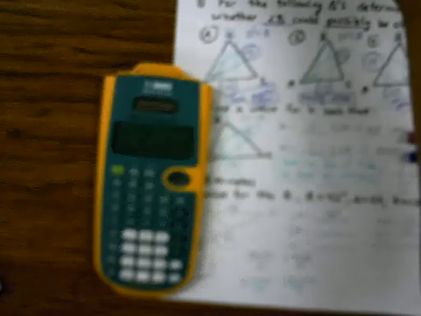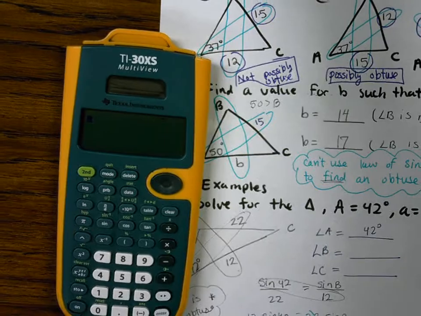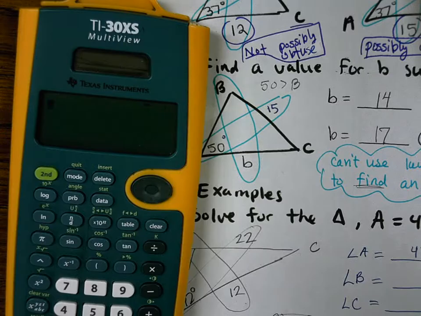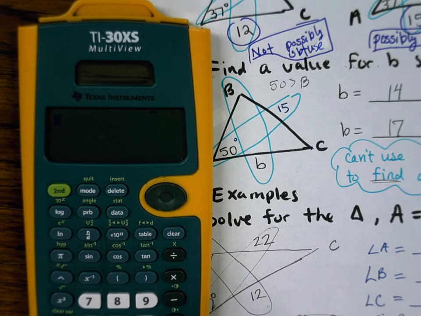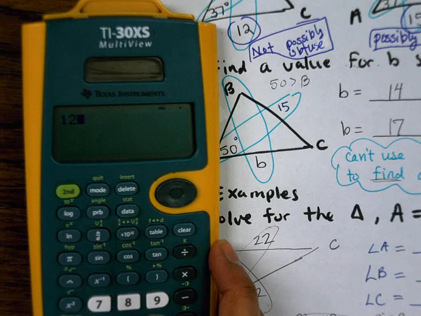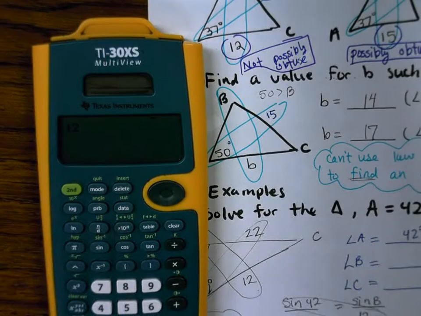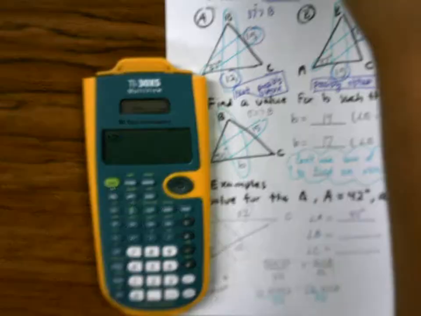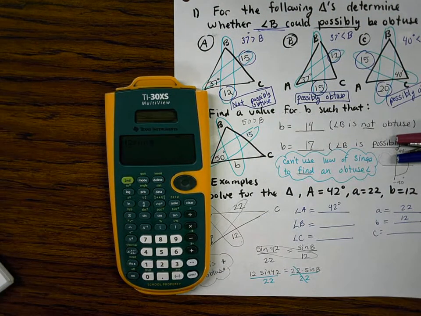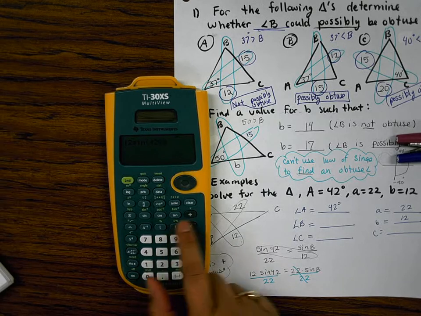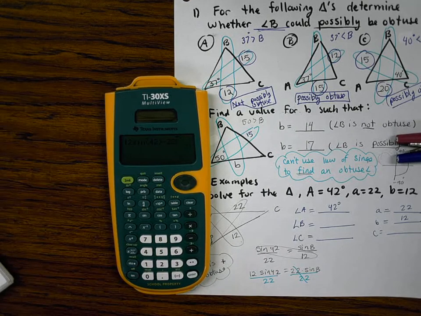So I still think you cannot see the calculator very well, but you should know how to plug it in. I don't know if you'll be able to see it a little better there. I'm just going to zoom out since you can't see it. But you know how to type it in. We've been doing it in class for some time. So I'll type it in with you. 12 times sine of 42, close parentheses, divide 22.